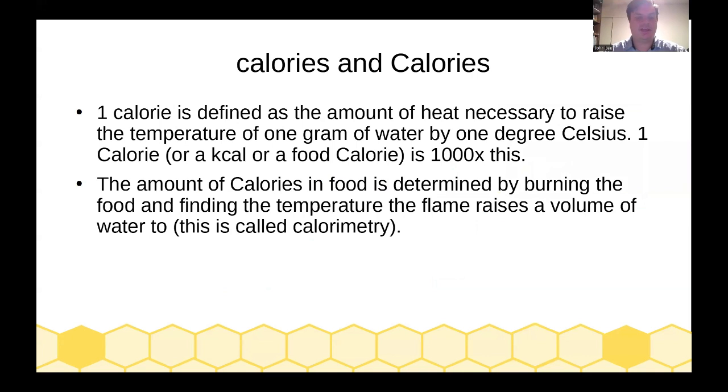Another unit that we come across when talking about heat, that we don't come across as often when talking about energy, even though it is a unit of energy, is a calorie. So 1 calorie with a little c is defined as the amount of heat necessary to raise the temperature of 1 gram of water by 1 degree Celsius. 1 Calorie with a big C, which is also called a kilocalorie or a food calorie, is 1,000 times this. So it's the amount of heat needed to raise 1 kilogram of water by 1 degree Celsius.